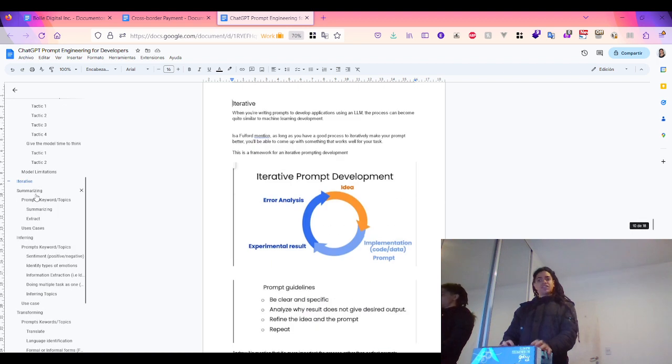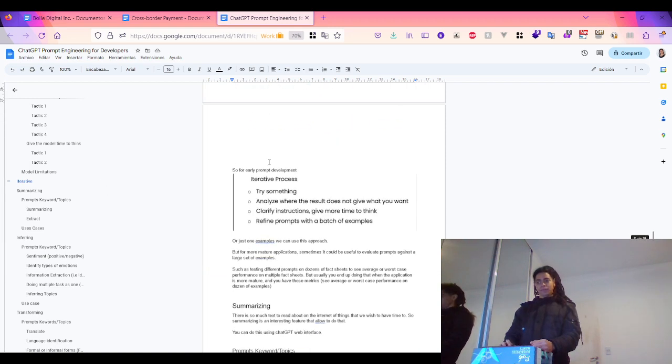The iterative approach when it comes to prompt development. So you have an idea, and then from that you implement it, or you write the prompt. So you get these experimental results. You analyze why you don't get your desired output. You refine the idea and iterate. So it actually follows machine learning development.